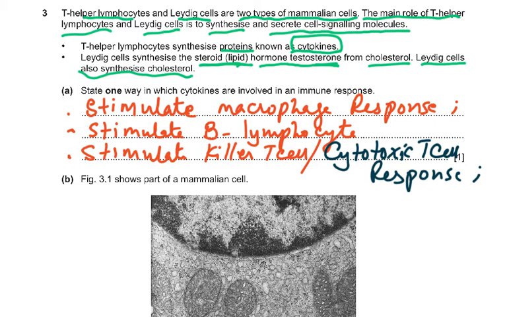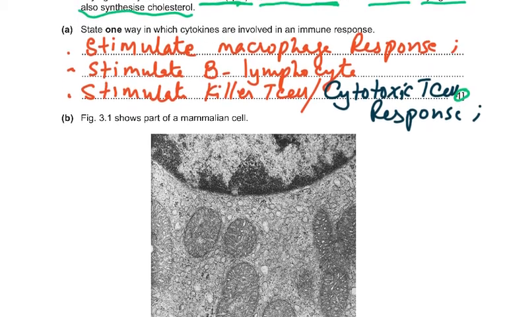Then it says state one way in which cytokines are involved in an immune response. Naturally, cytokines stimulate the macrophage response, they stimulate the B lymphocytes, they stimulate the killer T cells. So it was only 1 mark, and you had to give me all this information. Any one of these would be fine.